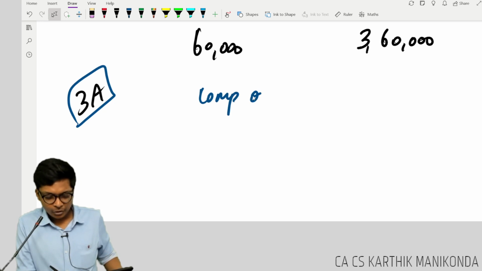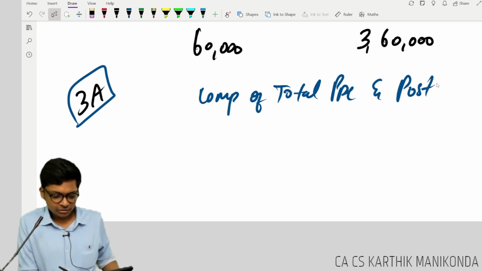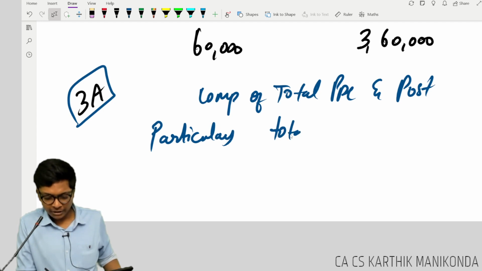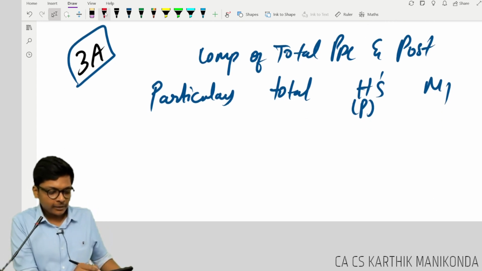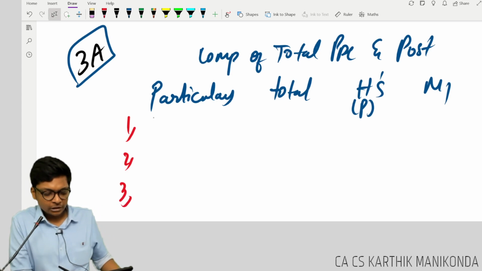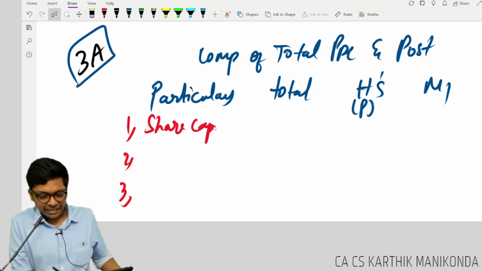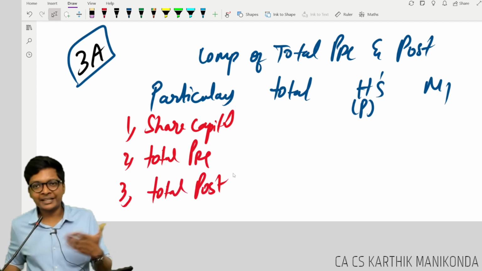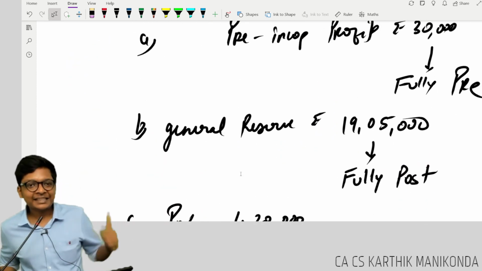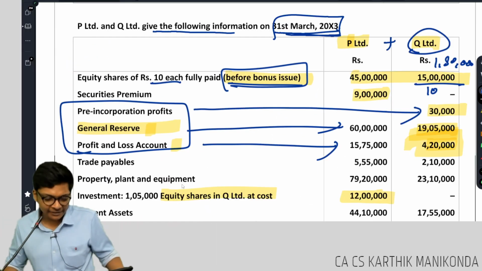Computation of total pre and post. Particulars, total, holding share, who's holding here, P share, minority interest. 3 things will come, guys. One is share capital, one is total pre, one is total post. I think you can do it, guys. Don't wait for me to do. From the above working, take all the values. Share capital, take from the question.